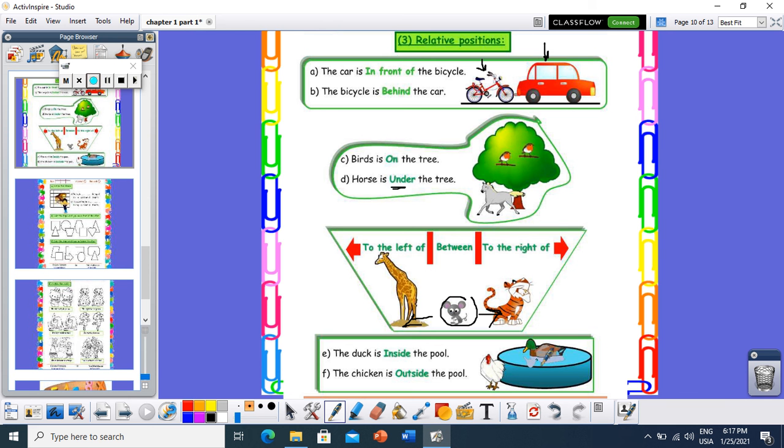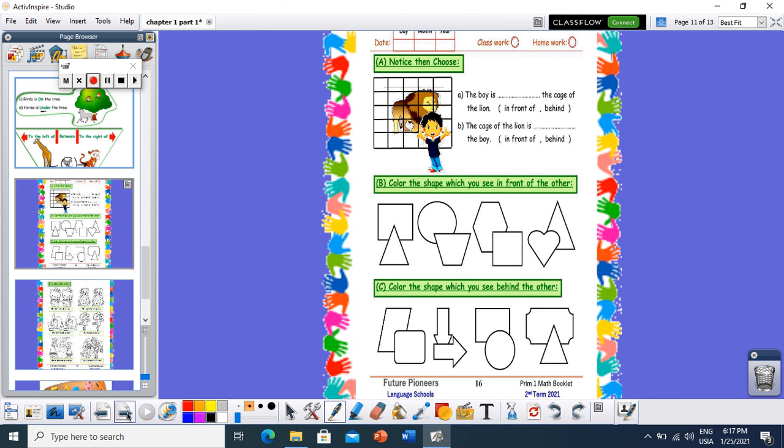The last picture here, I have a swimming pool and I have a chicken and a duck. What can you see? I can see the duck is inside the pool, but the chicken is outside. Let's solve the next examples. Okay, what can you see in this picture? I can see a cage of a lion and the boy.